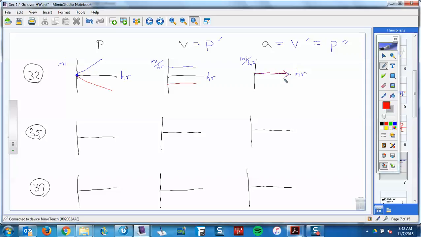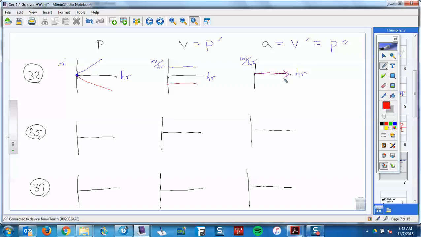What are you graphing right here? You want these y values to be what? The slopes of this one, right? What's the slope right there? 0, 0, 0, 0. So let's plot that value. 0, 0, 0, 0, 0.